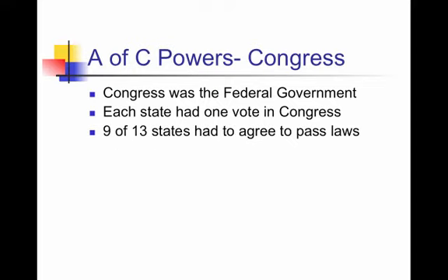Here are the powers, and this is where you need to start putting this into your note guide here. And do you think that these are really authoritative types of powers? Are they more representative powers, or are they more like an anarchy? Keep that in mind as we're going through this. I want you to write these down as we go.